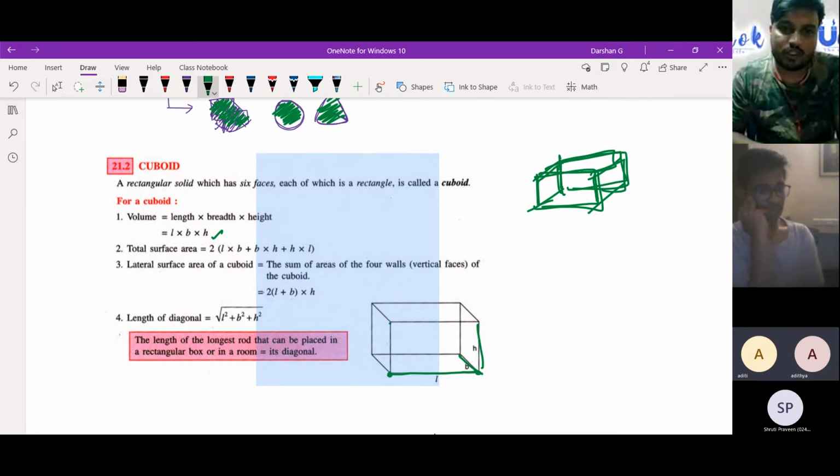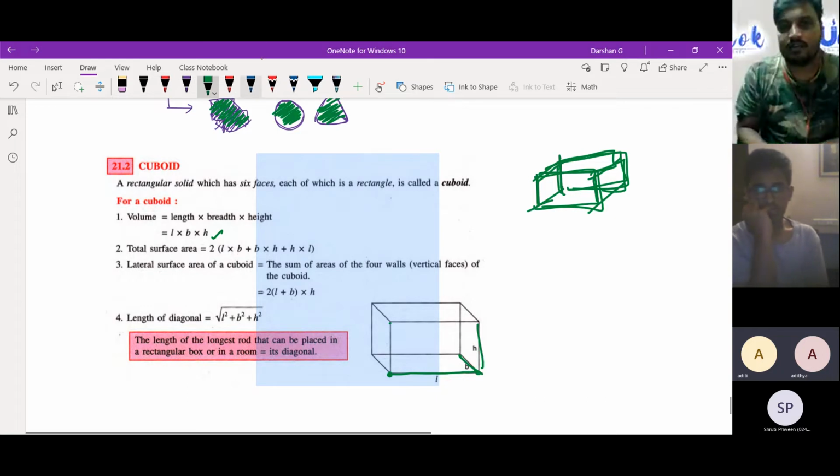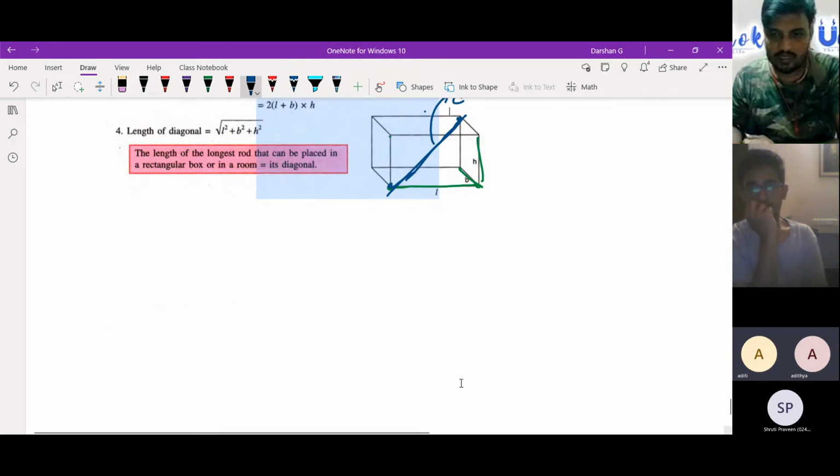Lateral surface area of the cuboid, that is the sum of the areas of the 4 walls, will be equal to 2 times (length plus breadth) into height. And to find the length of the diagonal, we're talking about from this point to this point, right? This is called a diagonal. The diagonal D is equal to the square root of L square plus B square plus H square. Okay, so this is the thing.